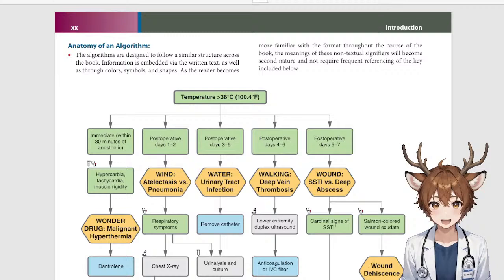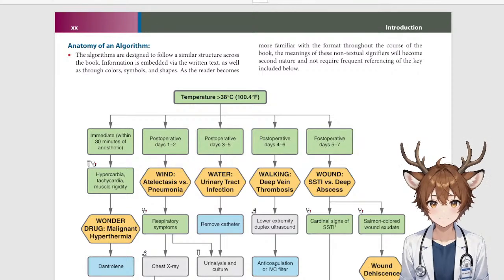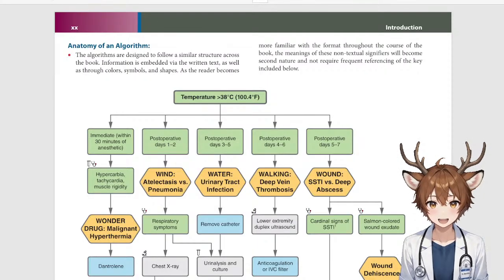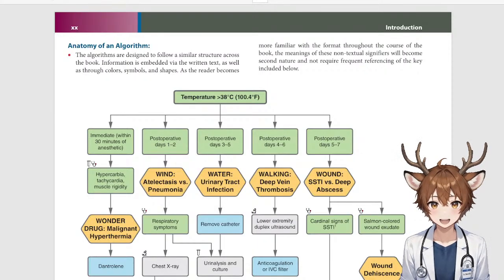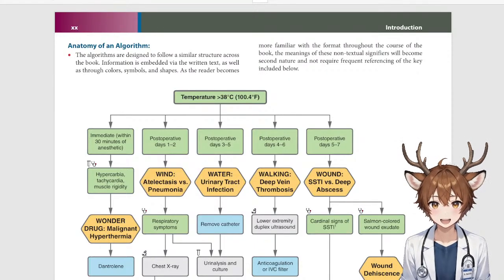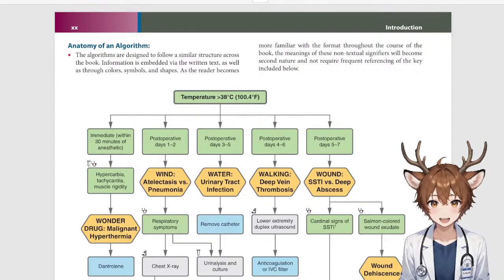Anyway, anatomy of an algorithm. The algorithms are designed to follow a similar structure across the book. Information is embedded via the written text as well as through colors, symbols, and shapes. As the reader becomes more familiar with the formatting, throughout the course of the book, the meanings of these non-textual signifiers will become second nature and not require frequent referencing of the key included below.